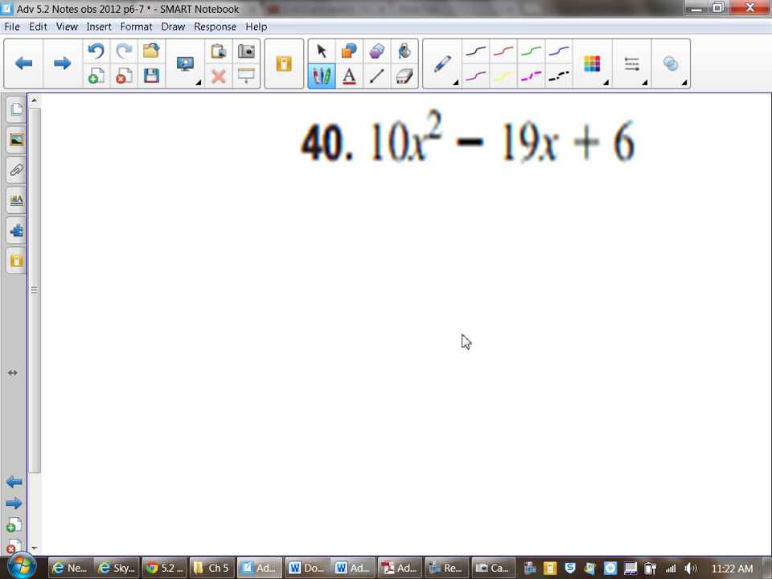Now when I multiply the first and the last, I get 60. So what times what is positive 60, but when I add together, I get negative 19? First thing, are they both negative, both positive, or are they a mixture? They're both negative. They both have to be negative because you have two numbers that are multiplied together to give you positive, but you add together to give you negative. They both have to be negative.